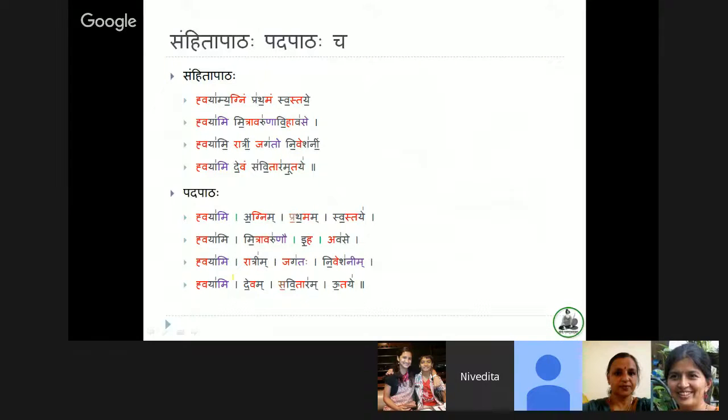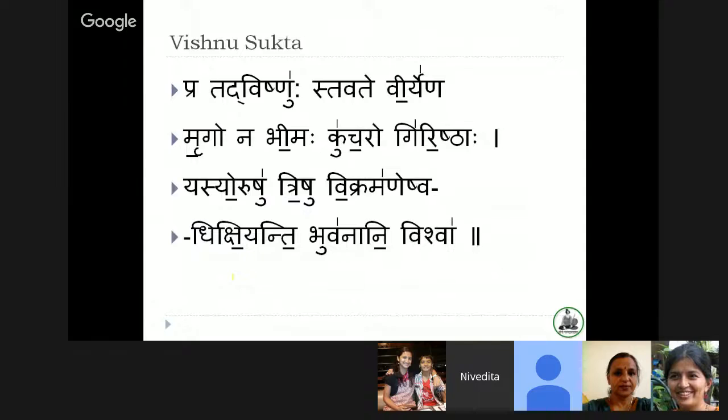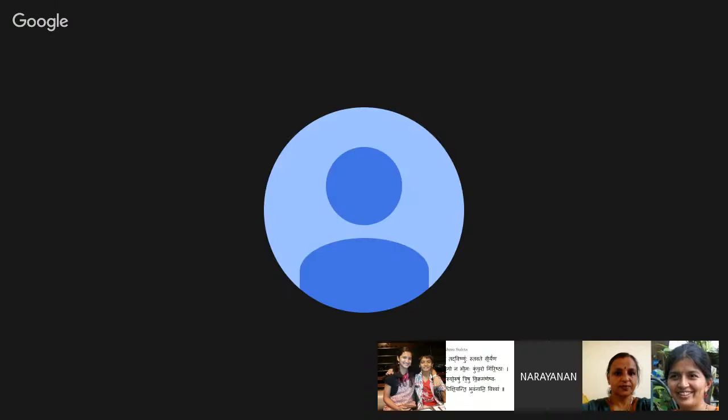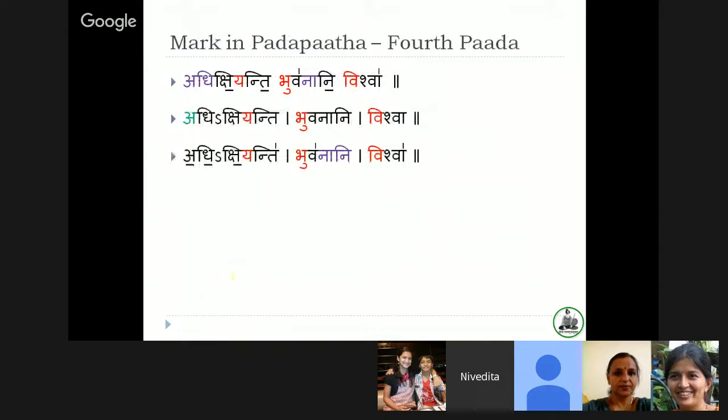Understood very much. I will do an exercise and send to you. Yeah. So this is the shloka. I'll send this sukta also. You can try this sukta on your own and compare with what is coming as a result finally.